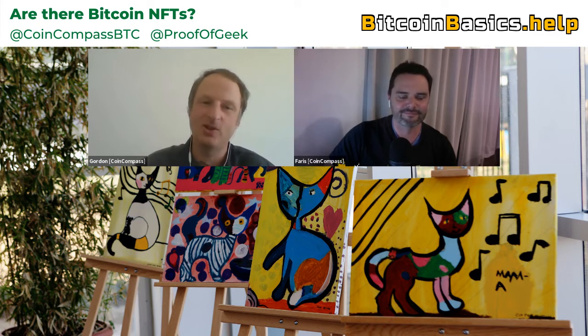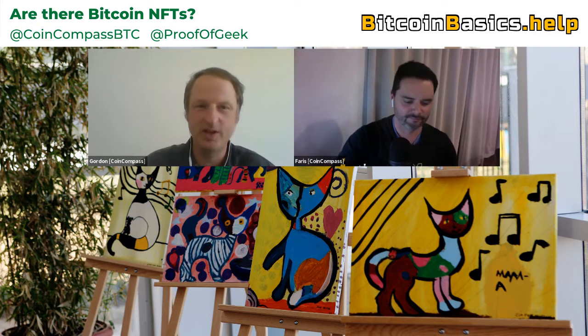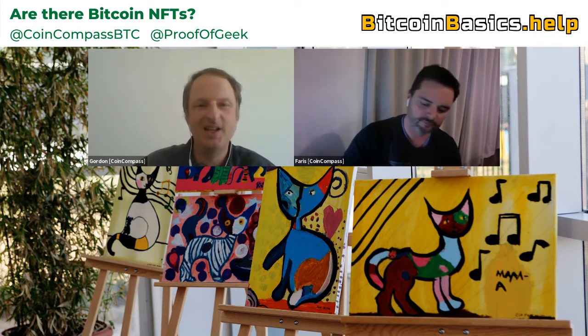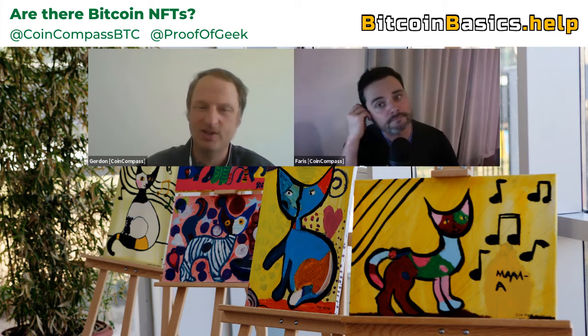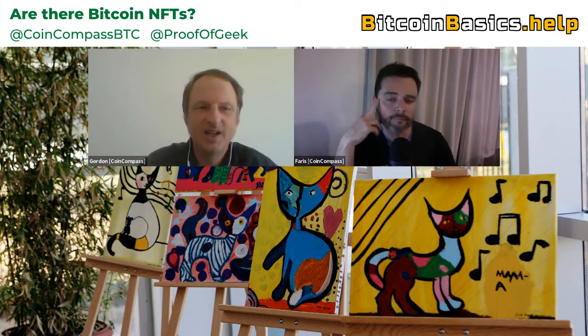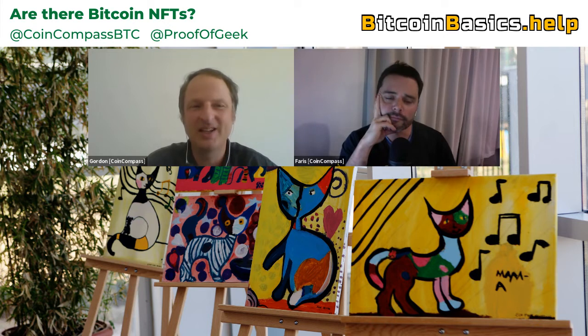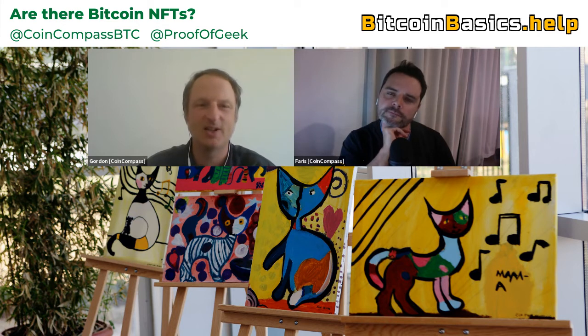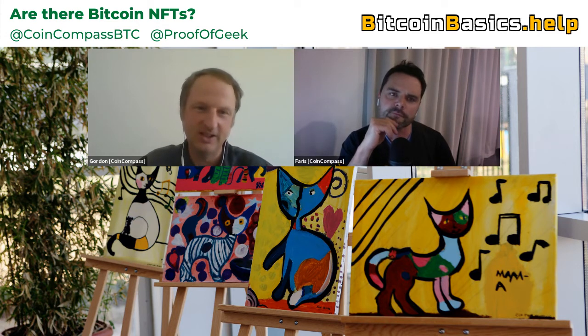NBA TopShot.com has done $340 million of sales in the last 6 months. That's incredible. And according to DeFiPulse.com, which tracks all this stuff, there is currently, I don't know where they get this figure, $54 billion locked in decentralized finance smart contracts, mostly Ethereum, of course. So this is a pretty big deal.